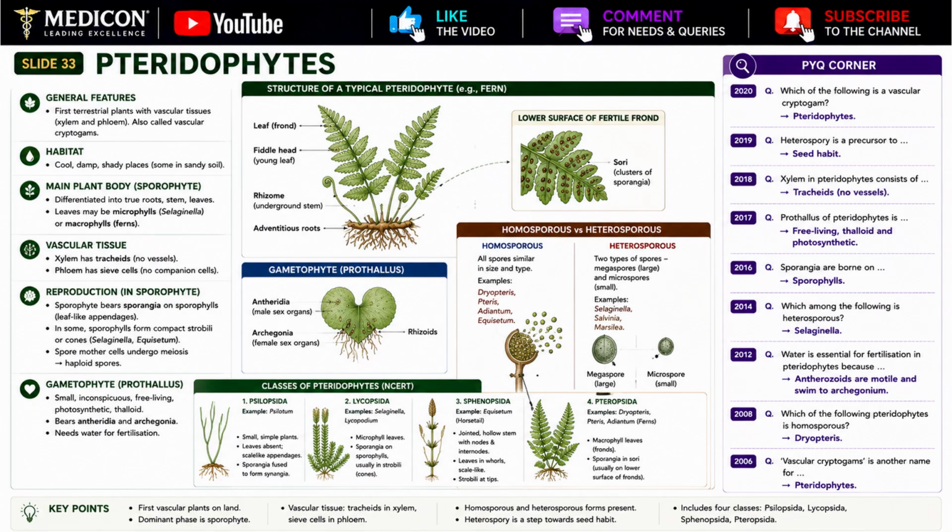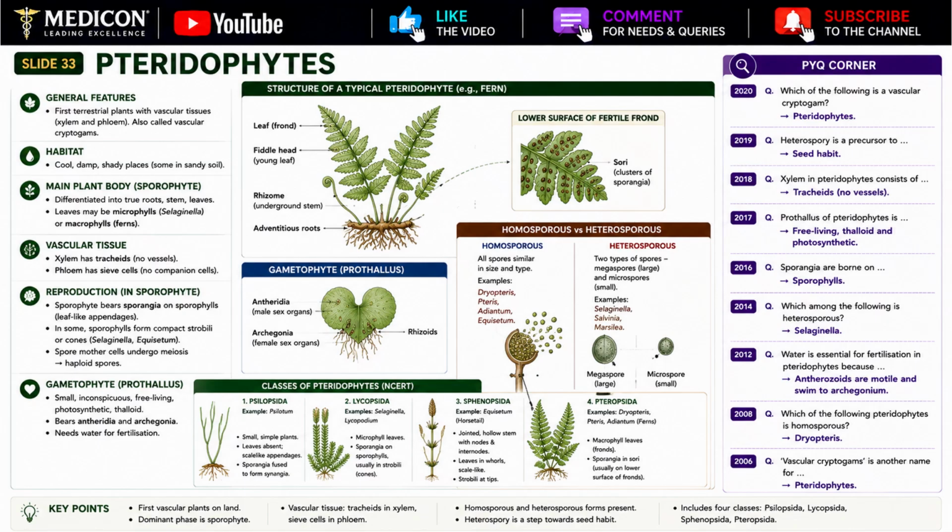Classes of pteridophytes: as per NCERT, there are four classes, that is Psilopsida, Lycopsida, Sphenopsida, and Pteropsida. Psilopsida, example Psilotum, is a small, simple plant. Leaves are absent, and scale-like appendages are present. Sporangia are fused to form synangia.